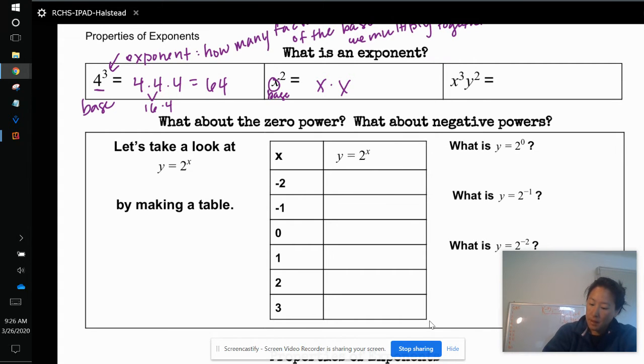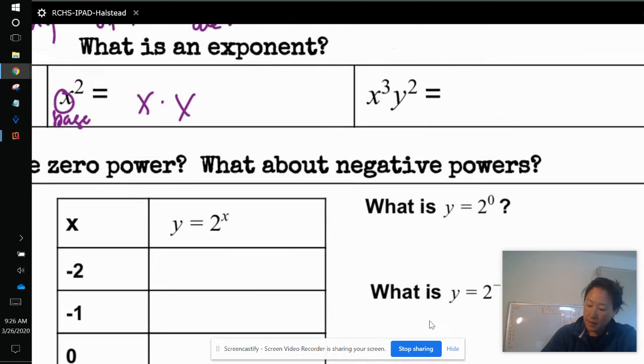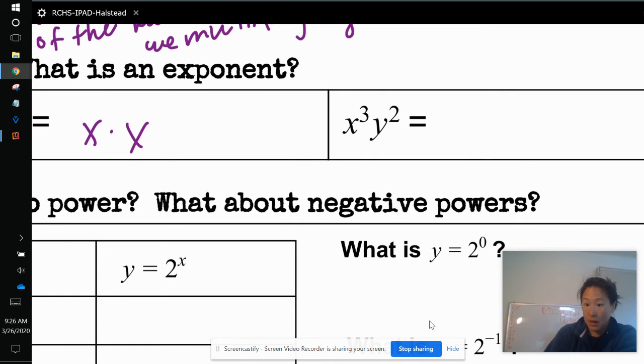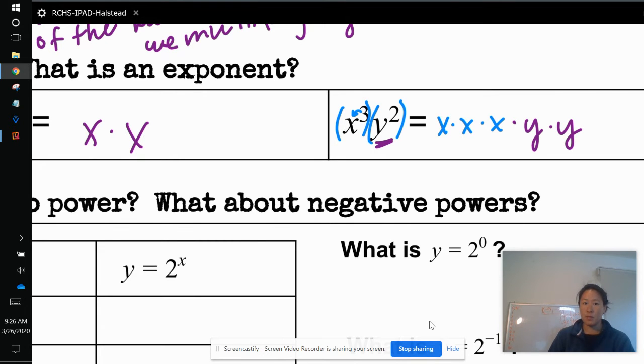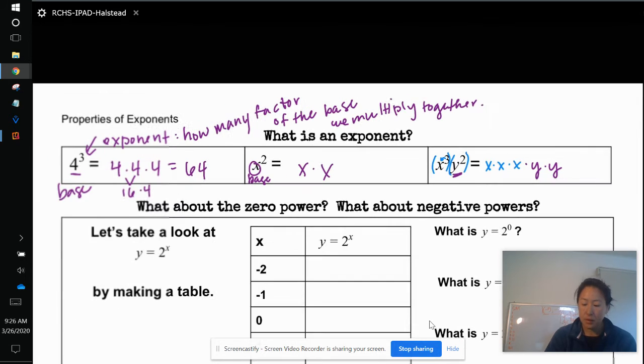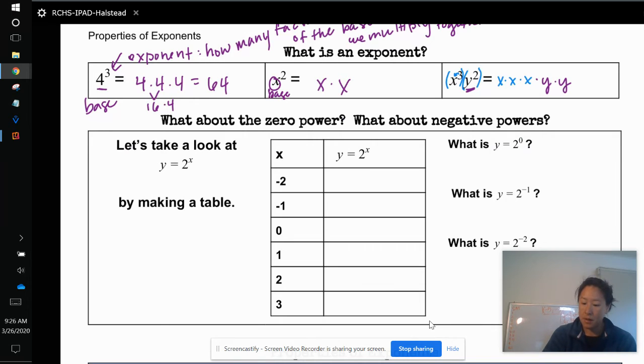Okay, this one. This is x to the third y squared. So the power only belongs to the number right next to it. So in this case, we can look at these as 2 sets of factors. So x to the third, there's 3 x's being multiplied together. And then how many y's are being multiplied together? That's right, 2. Okay, so that's our expanded form using exponents. So exponents is a way to shorten up an expression if it's written out like this.